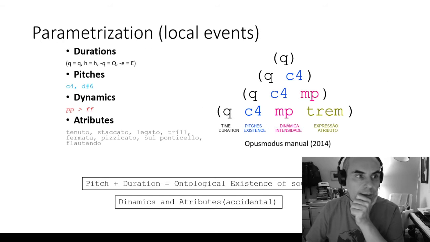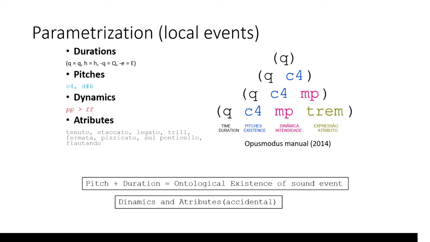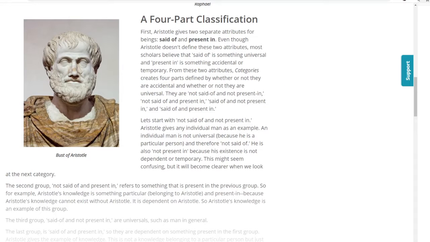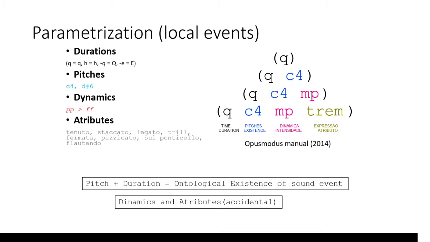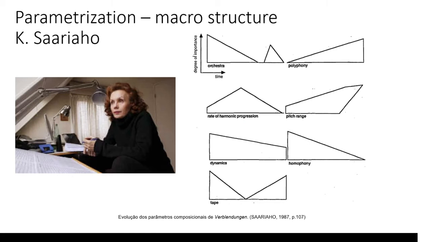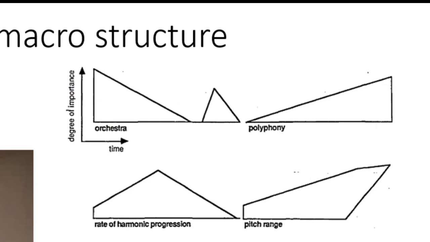Beyond this parametrization of local events and this almost Aristotelic distinction of essential attributes versus accidental attributes that we have in OPUSMODUS, we can also think in terms of what Kaija Saariaho called the parametrization of the macro structure. This means that you can also think parametrically in the degree of importance of the orchestra and the amount of polyphony that you have in your music.